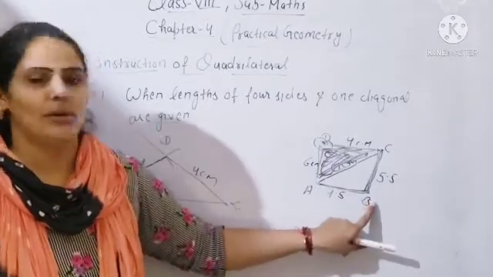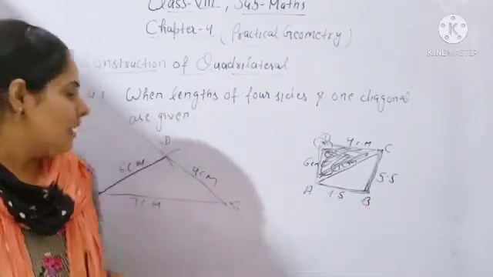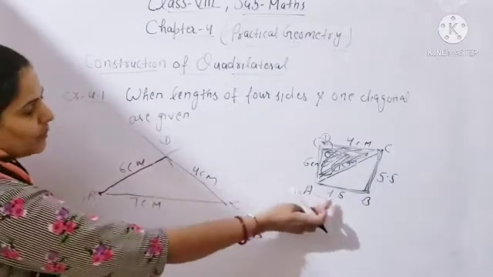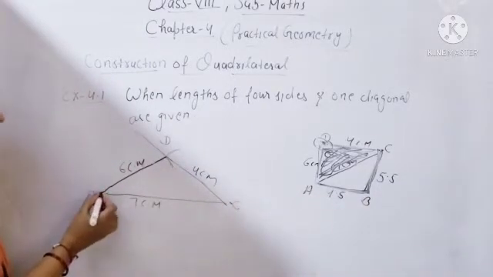So what will you do? The intersecting point will be point B. Clear? So same like that, beta, what will you do? From point A you will draw the arc with the help of the ruler.